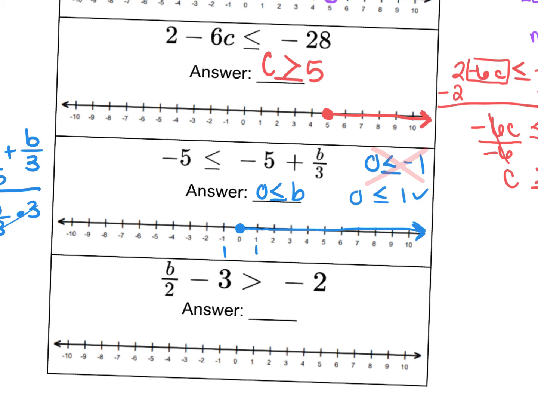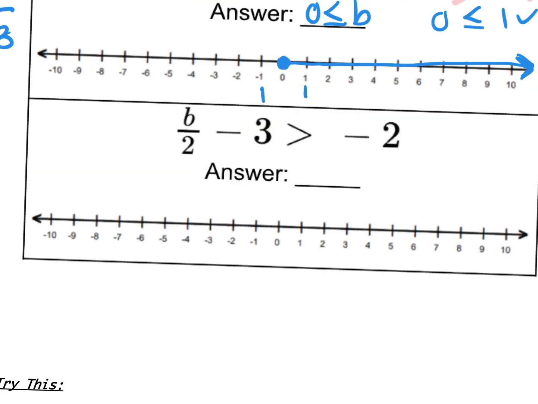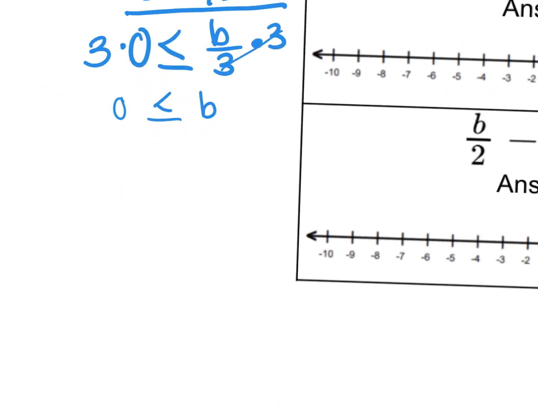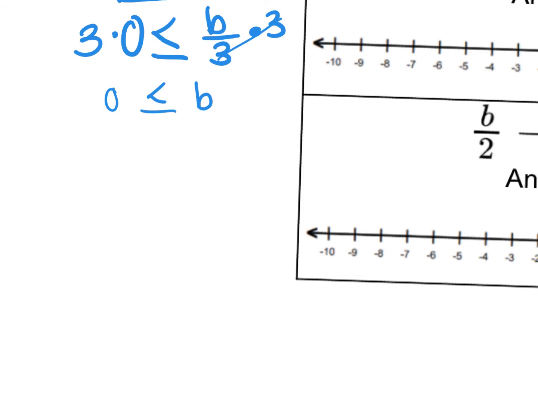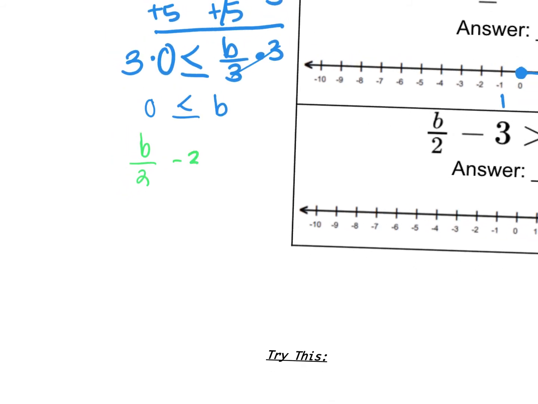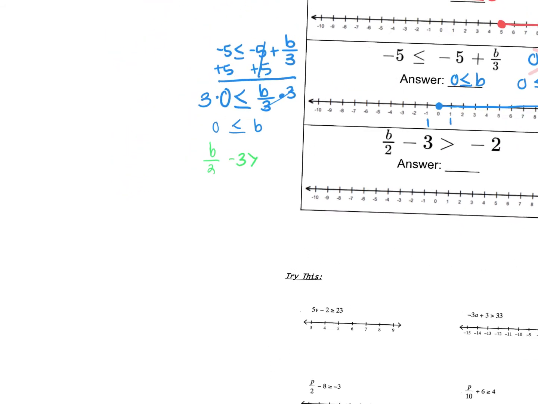All right, final one. We have b divided by 2 minus 3 is greater than negative 2. So let's solve it. I'm going to switch colors, and I'm going to do it off to the side. Again, I apologize for the amount of space I left. So we have b over 2 minus 3 is greater than negative 2.